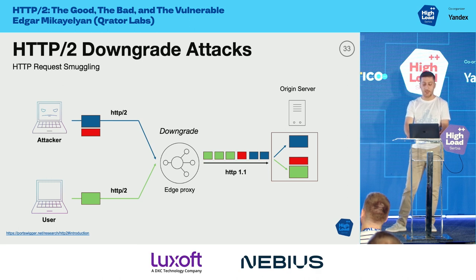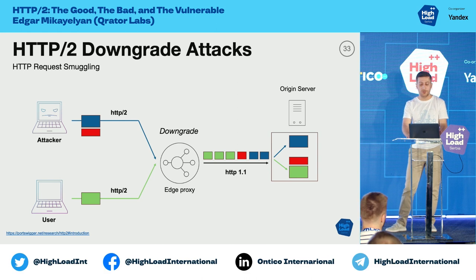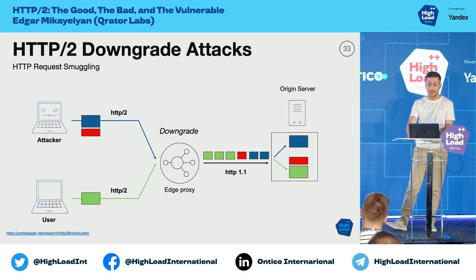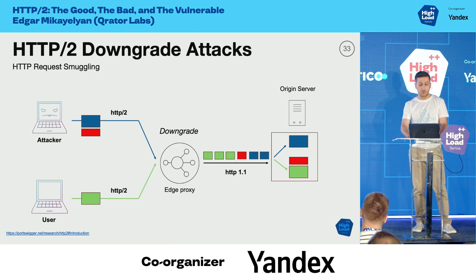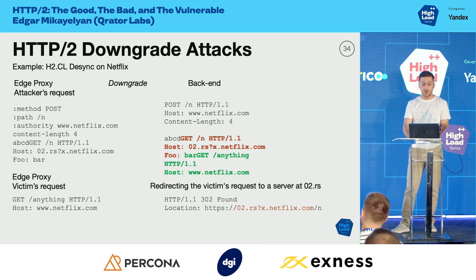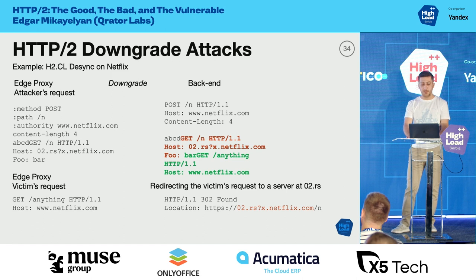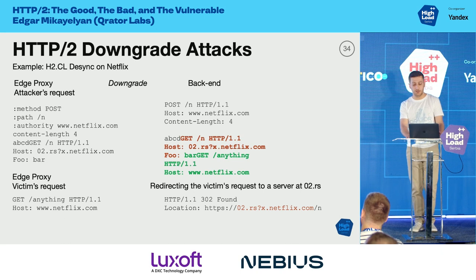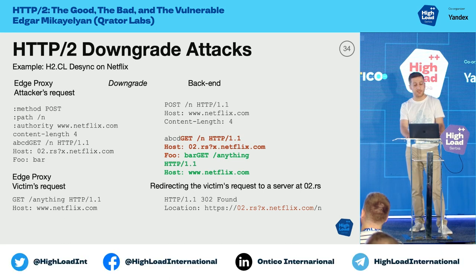There are many such attacks, but today I will show you only one example to understand the essence of the attack. If you want to learn more, you can follow the link below. This example exploits a vulnerability on Netflix, which is already patched. Thanks to the HTTP2 data frame length field, the content length header is not required. However, the HTTP2 RFC states that this header is permitted, provided it's correct.